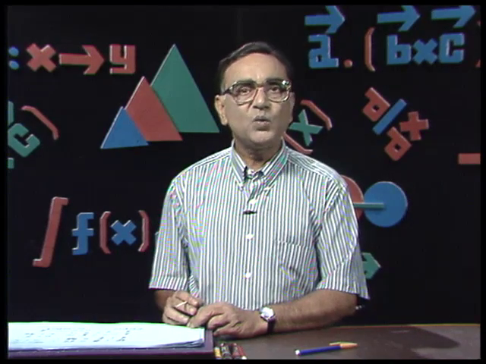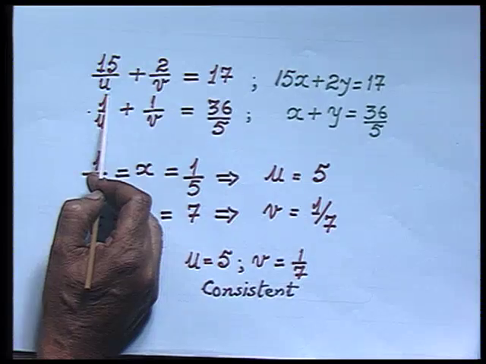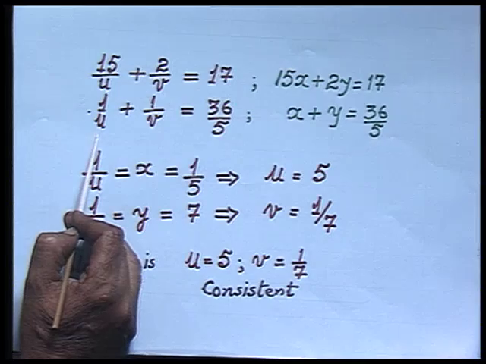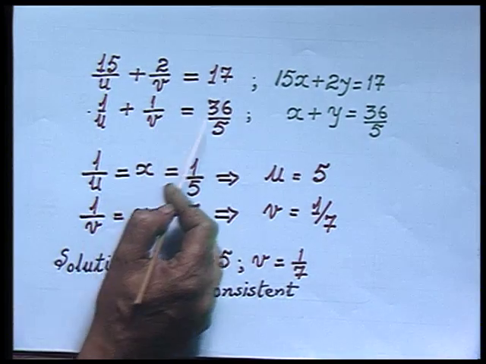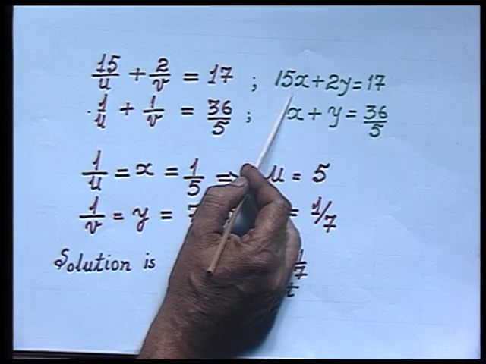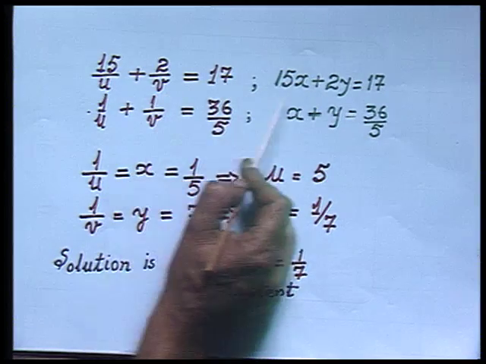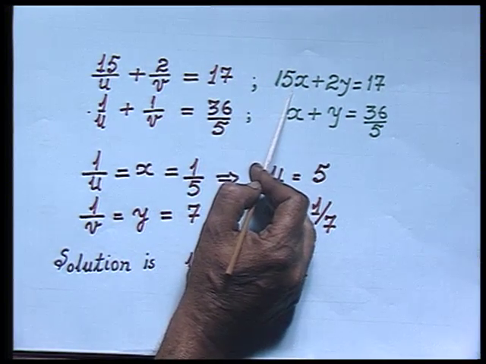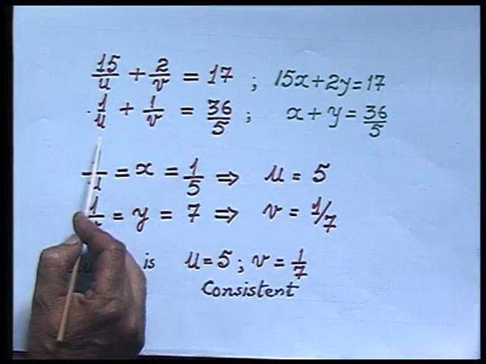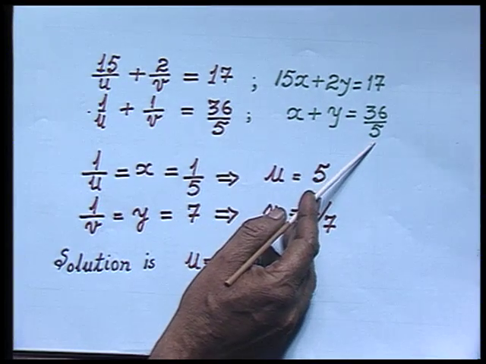But can you recall what was my original equation? The original equation was 15u plus 2 upon v equals 17 and 1 upon u plus 1 upon v equals 36 upon 5. This was changed into a linear equation for my convenience by substituting 1 over u as x and 1 over v as y. So the first equation took the shape 15x plus 2y equals 17. And how about the second equation? The second equation was x plus y equals 36 upon 5.